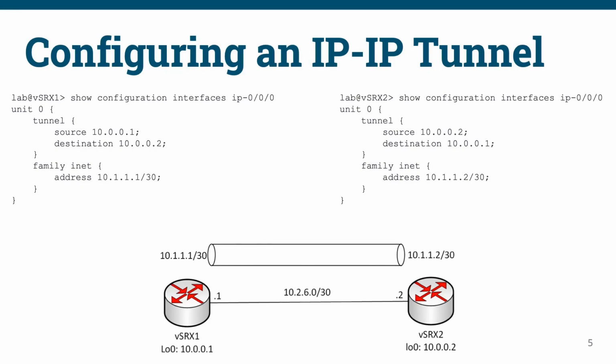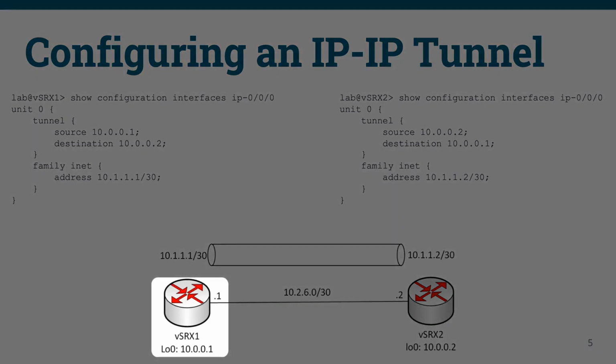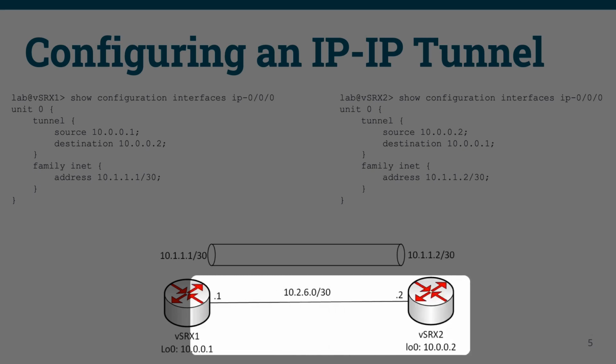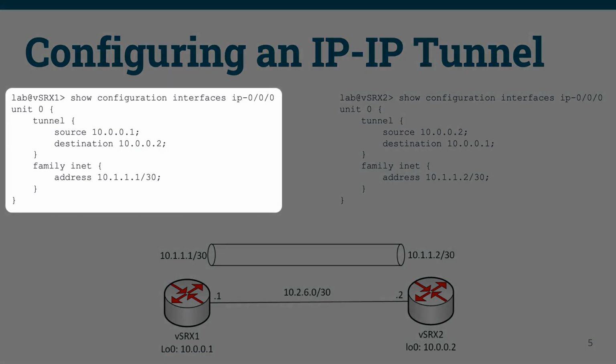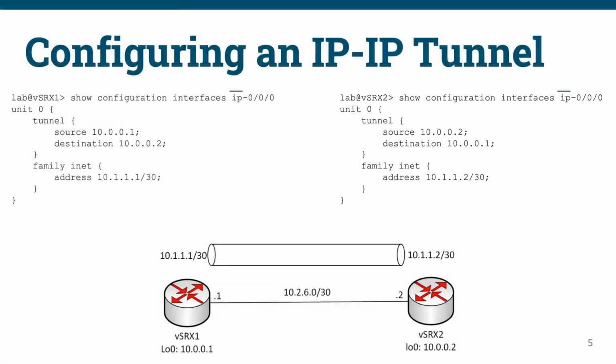Just like our GRE tunnel example, we have VSRX1 and VSRX2, with a tunnel configured between them. The VSRXs have an IGP running between them, allowing loopback connectivity. Since, as you'll notice, the source and destination IP address of the tunnel configurations are the loopback interfaces of each respective router. The configuration of the IP in IP tunnel is identical to GRE, outside of using an interface name with the IP prefix instead of GR prefix. This is how Junos knows that this is an IP in IP tunnel instead of a GRE tunnel.